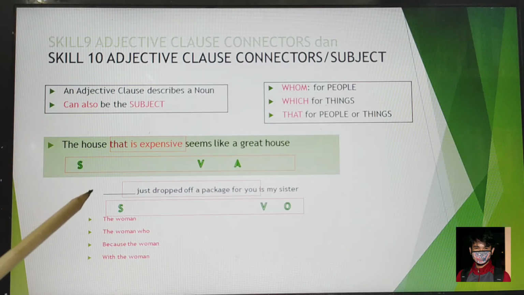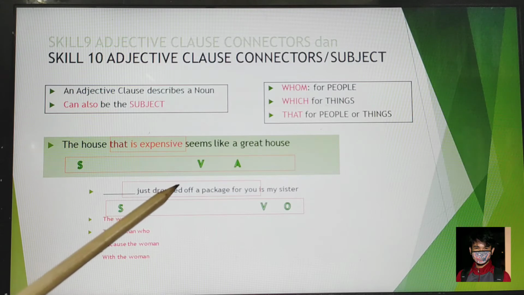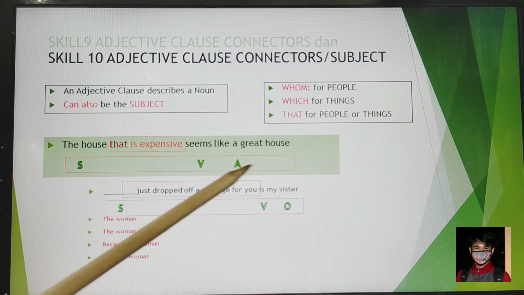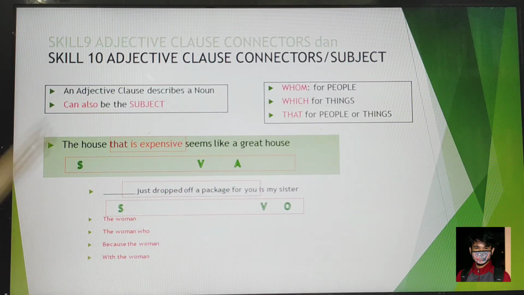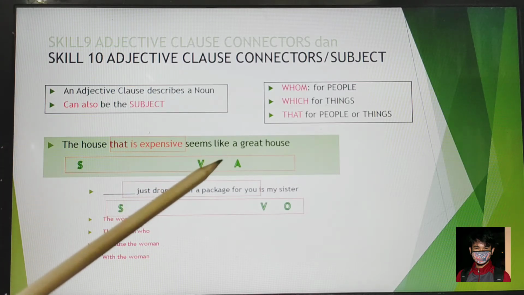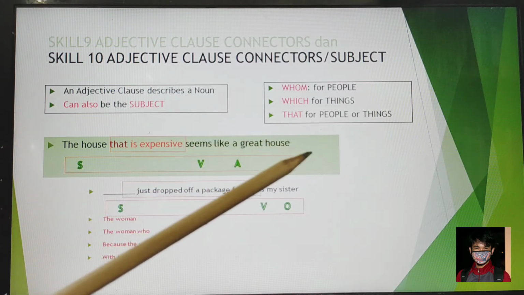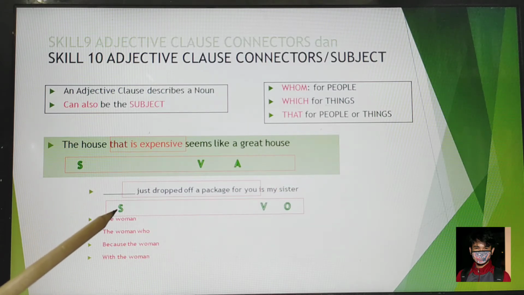And then what about the following example? Blank just dropped off the package for you is my sister. As I mentioned before, you have to figure out which one is the subject first and which one is the verb first, and then try to find out the object.